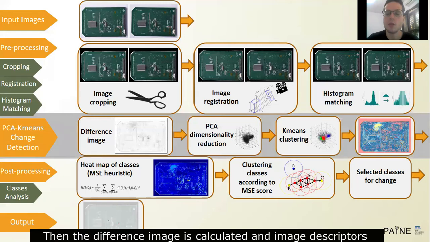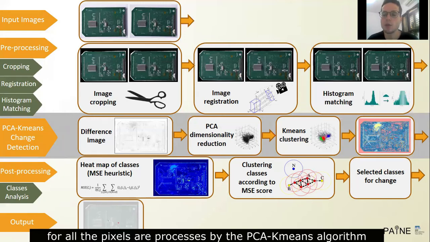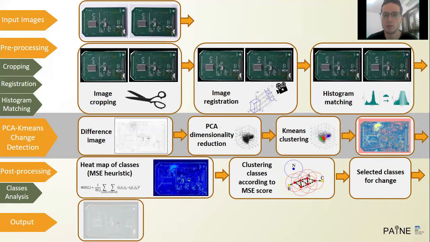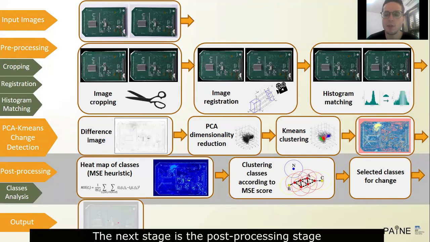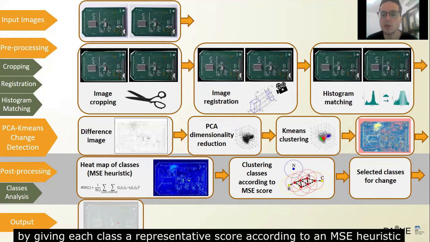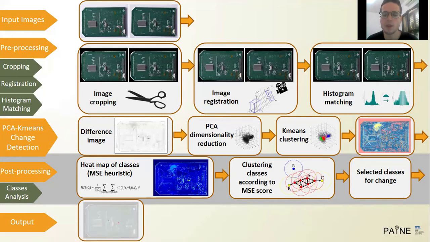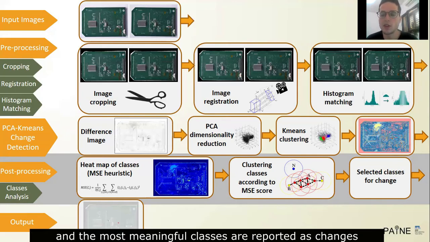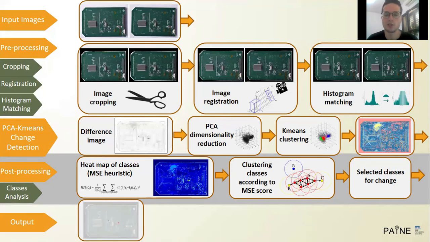Then the difference image is calculated, and image descriptors for all the pixels are processed by the PCA K-means algorithm, producing a clustering of the difference image into a certain number of meaningful classes of change. The next stage is the post-processing stage, in which a heat map of the classes is created by giving each class a representative score according to an MSE heuristic.